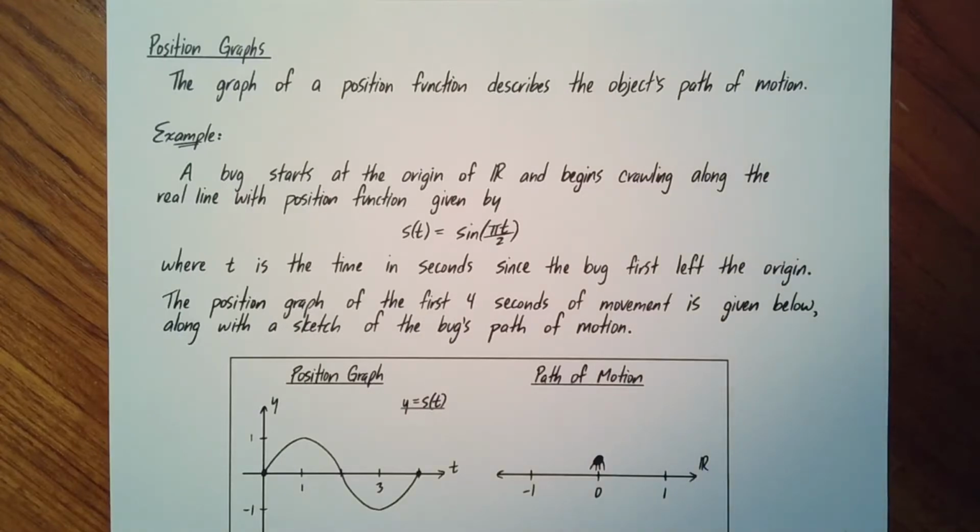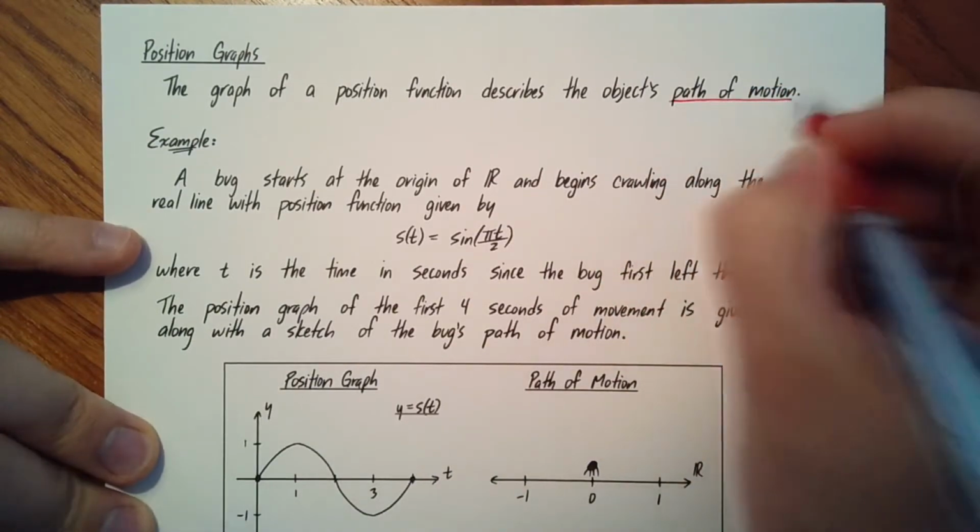Okay, so in the next example, we'll look at another position function of an object moving in one dimension. And in particular, we're going to look at how the position graph can be used to determine the object's path of motion. Really what that means is where exactly the object is at each point in time. That's really what the path of motion is. So let's just jot down a comment about that.